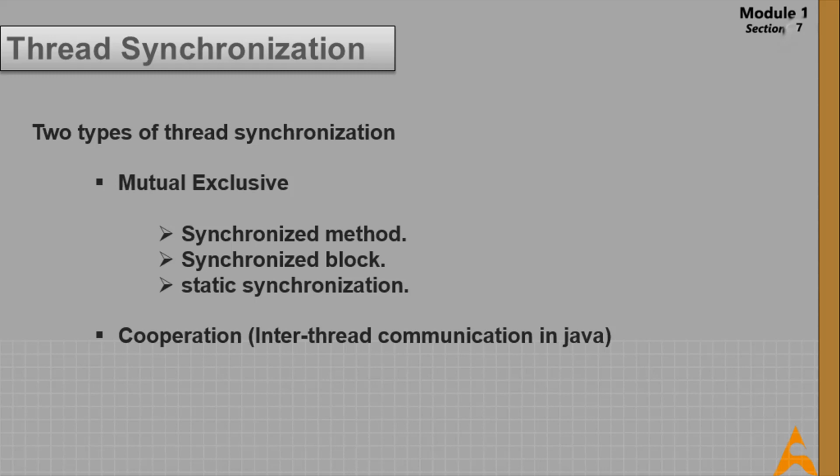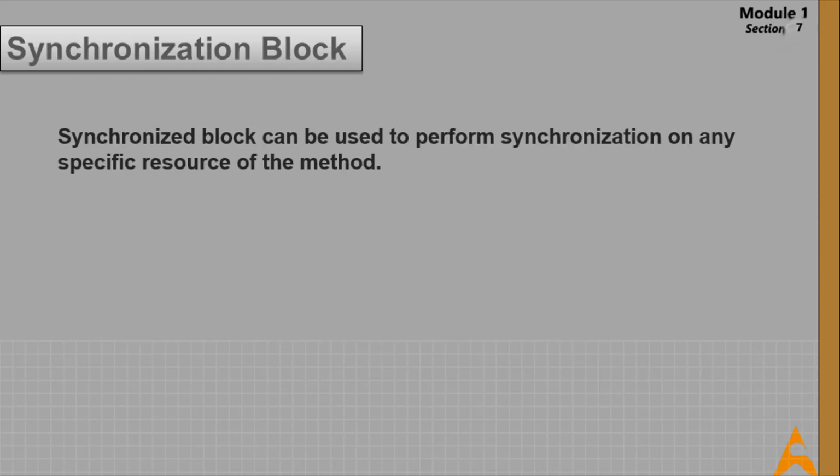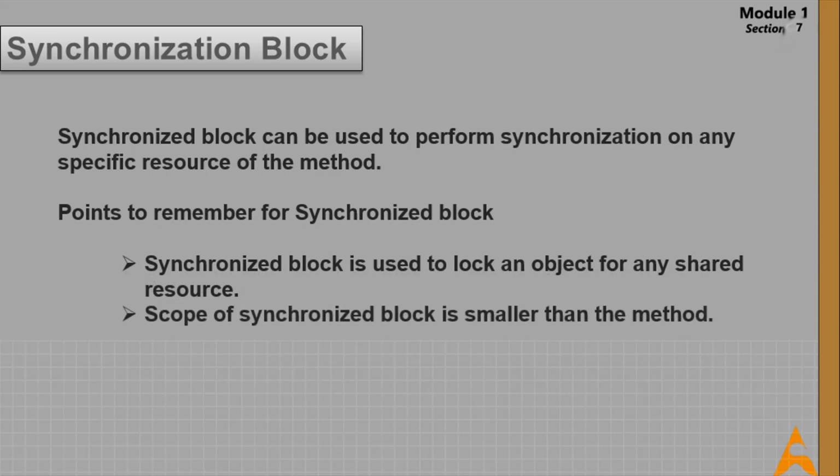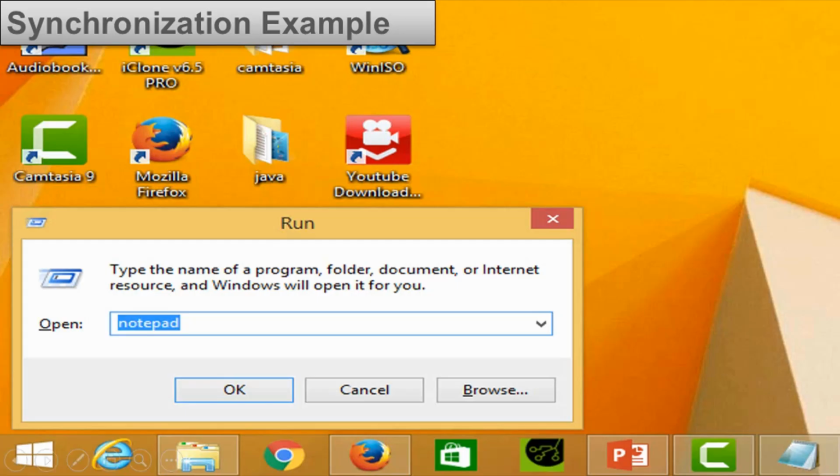Now let's see the synchronized block in Java. Synchronized block can be used to perform synchronization on any specific resource of the method. Points to remember for synchronized block. Synchronized block is used to lock an object for any shared resource, and the scope of synchronized block is smaller than the method. Let's see the example of synchronized block in Java.